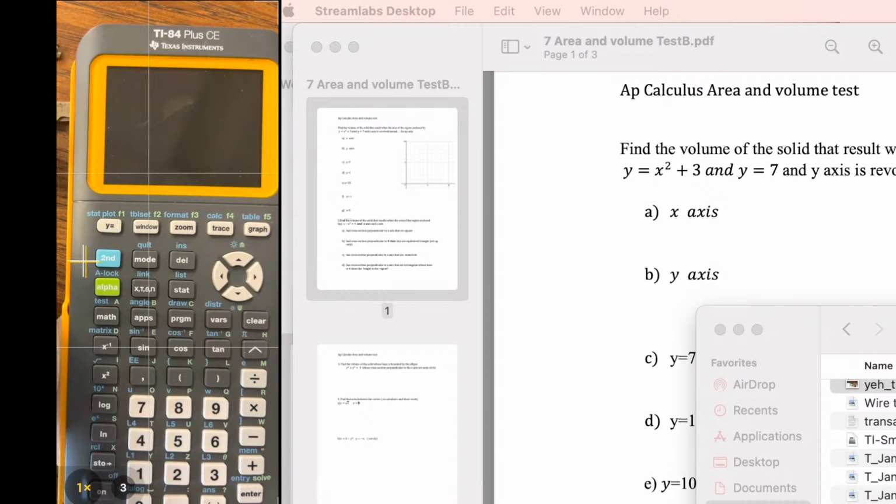The fourth one is what? Reset the calculator? Okay. What did you say? Reset calculator? Okay. And it's second plus 7, 1, 2, right?